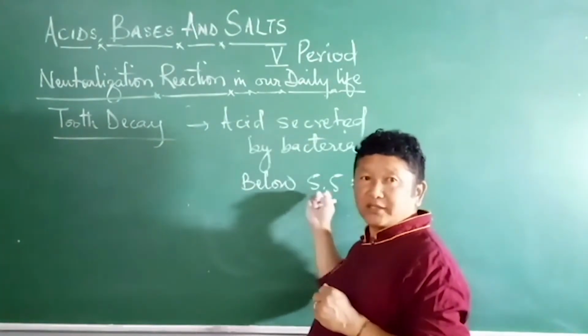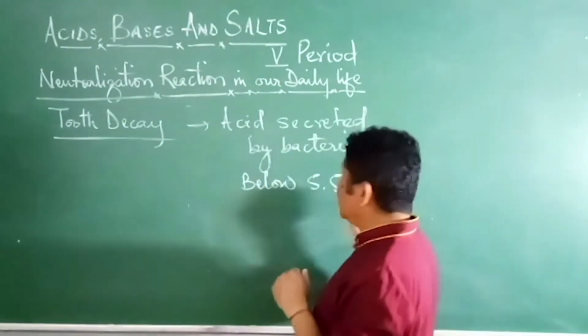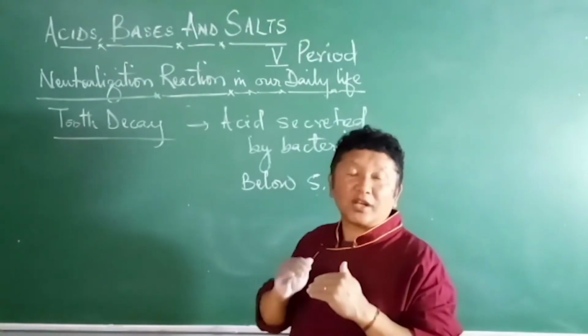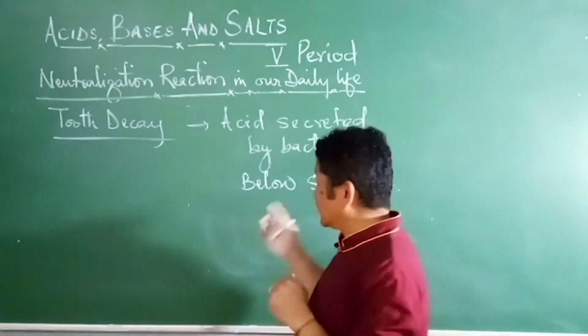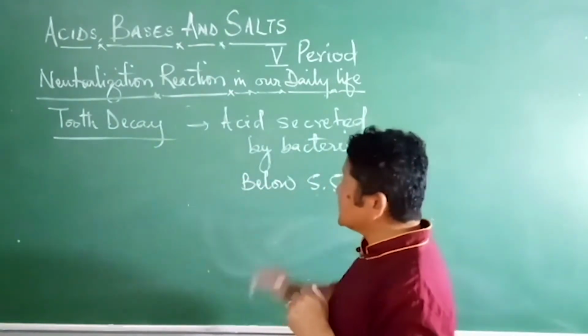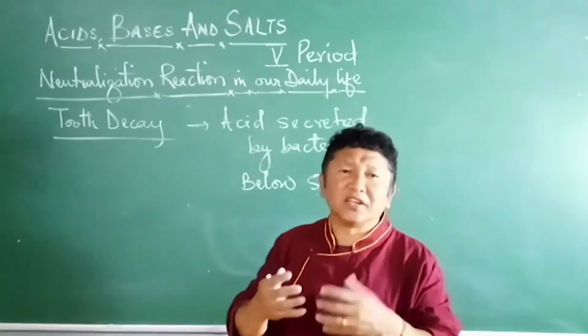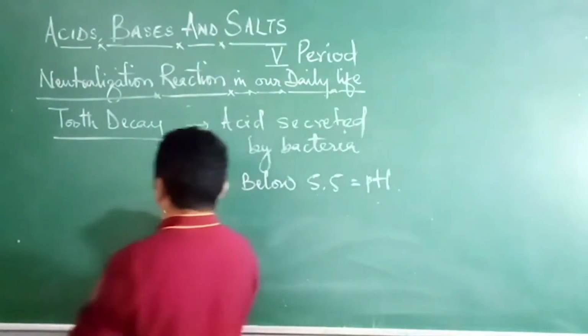below 5.5 pH. pH is just hydrogen potential, right? Hydrogen potential. When it becomes more acidic in nature, it will start decaying faster, right? And that is why we use toothpaste.